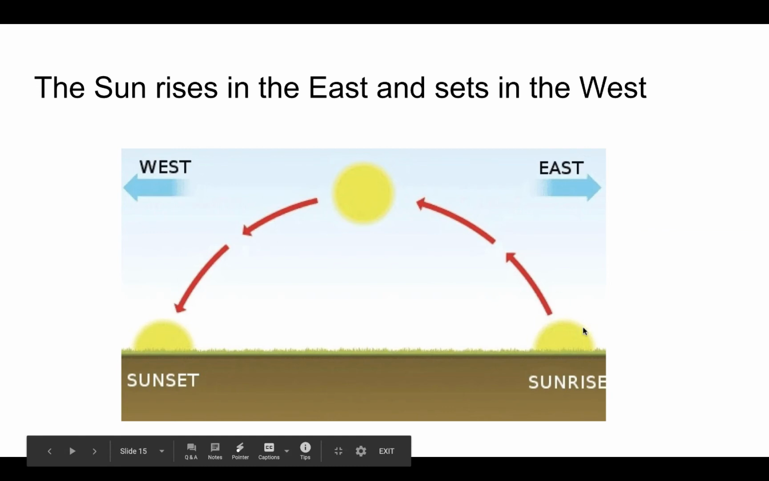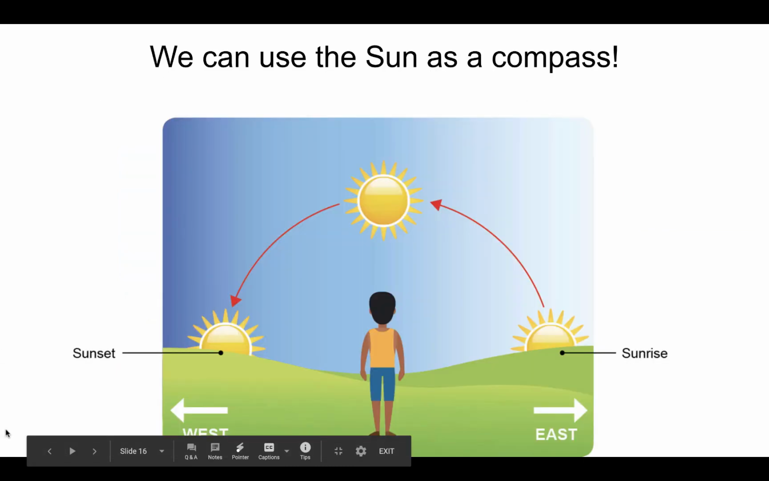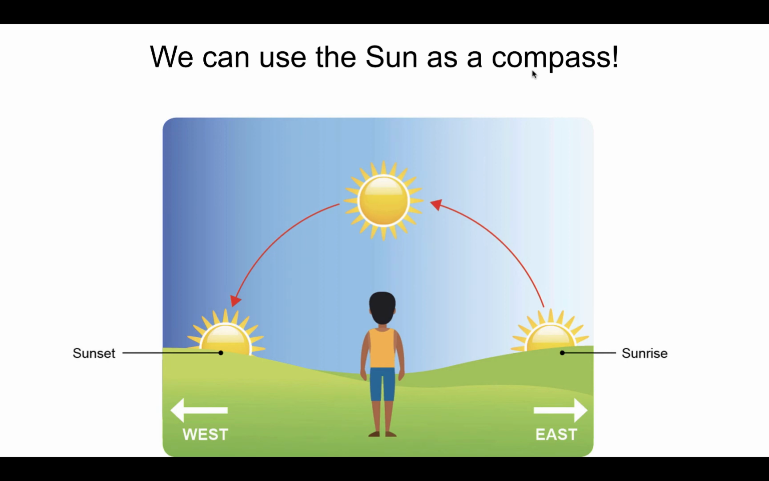Now, because the sun always rises in the east and sets in the west, we're very lucky because now we can use the sun as a compass, right? We can tell direction if we ever get lost just using the sun. I'm not going to go into too much detail about it in this video because it's going to take a minute. We're actually going to talk about it in our virtual class tomorrow. We're going to learn how to use the sun as a compass and always be able to tell direction. All right, so get excited for that tomorrow.